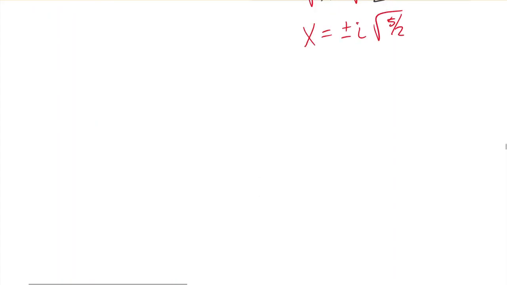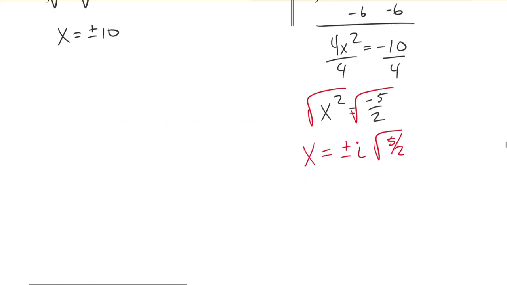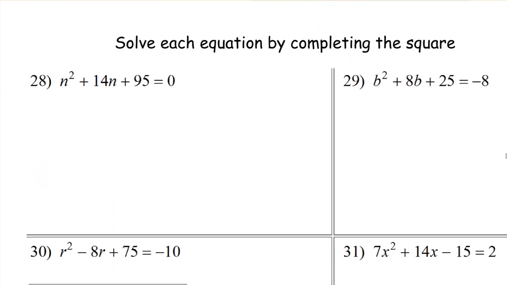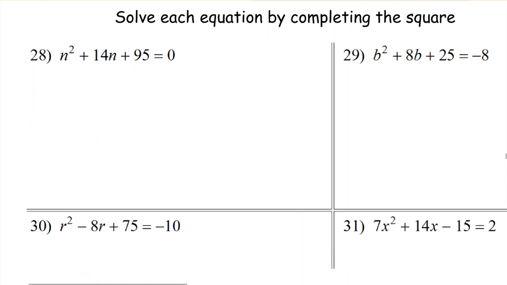Next one. What problem is that? 27, so we're looking at 28 here. 28, solved by completing the square. Problems are different. Your problems are different. So this is square root of negative 28. Right, so what goes into 28? Does 4 go in? No. Does 9 go in? No.